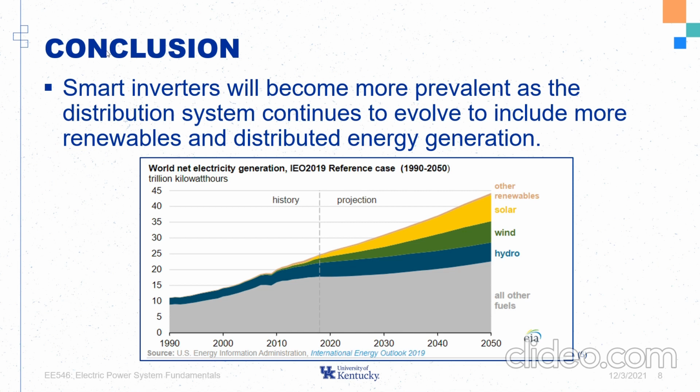Finally, we saw an example of a commercially available smart inverter from Huawei. The market that is being targeted by Huawei and other companies will continue to grow. This prediction is supported by the graph below. Therefore, smart inverters will become a commonplace aspect of the grid as renewable energy sources become more prevalent and generation is distributed throughout the distribution system.